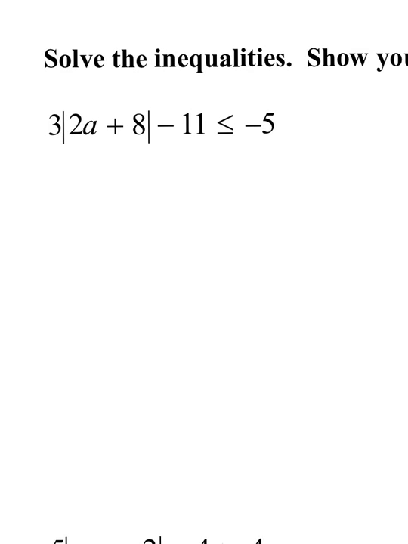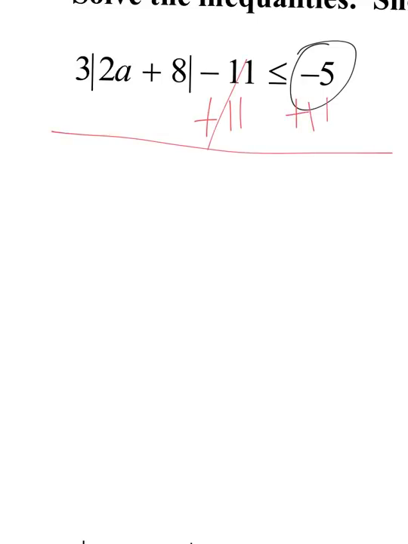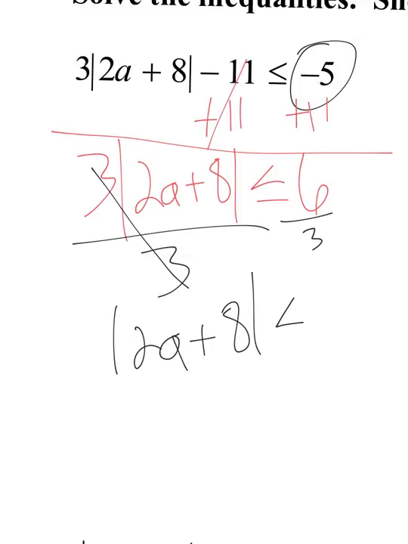Similar approach. Clean up all the stuff on the outside first. This negative 5 you might want to say, oh, it's going to be no solution because it's less than a negative. And my answer to that is not yet. Clean up all the stuff on the outside first. So 3 times the absolute value of 2a plus 8 is going to be less than or equal to 6. See, now it's a positive number. And then just get rid of that 3 in front. So you have absolute value of 2a plus 8 is less than or equal to 2.